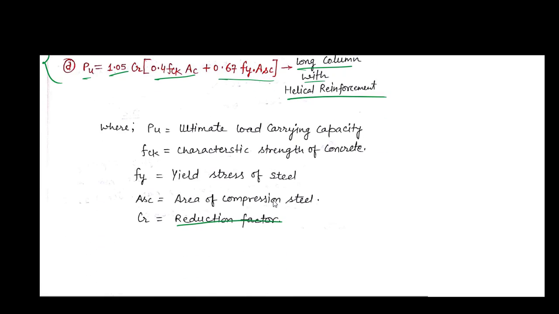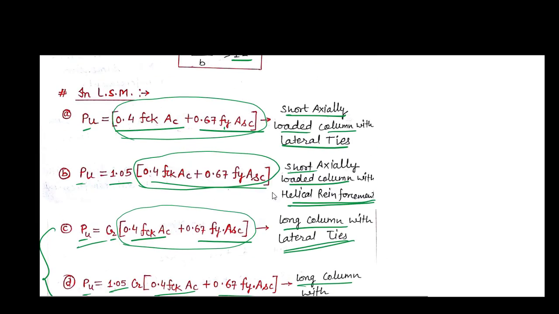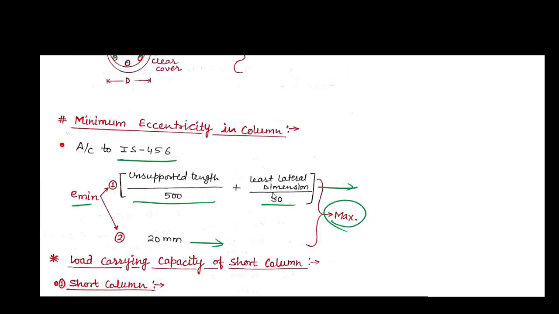So here PU is the ultimate load carrying capacity of the column. While designing, we have to calculate the maximum value of the load carrying capacity. Fck is the characteristic strength of concrete. Fy is the yield stress of steel, which you can easily determine from the grade. Ac is the area of concrete, Asc is the area of compression steel, and Cr is the reduction factor. So from these values you can easily design a column.